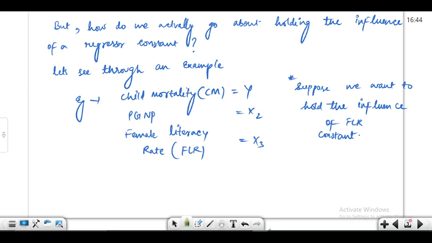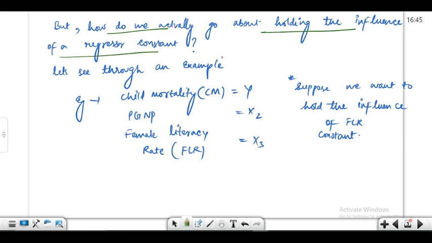But the question here is, how do you actually go about holding the influence of a regressor constant? If you want to find the effect of x2, how do you hold the effect of x3 constant? There's a method. We'll follow these steps and you will see that we can actually achieve this. We'll be doing this with the help of an example.